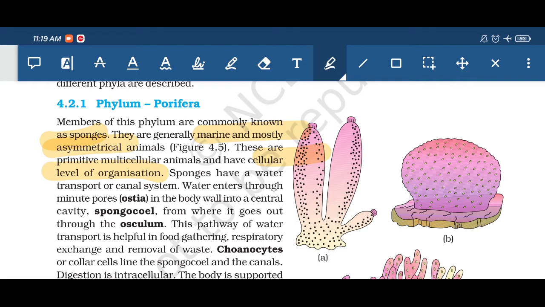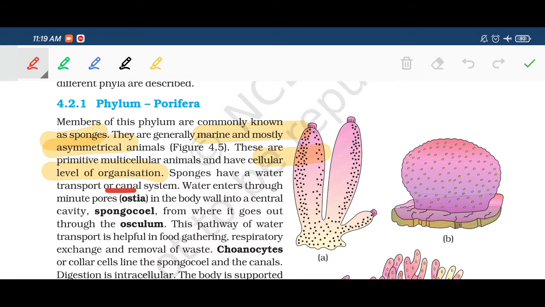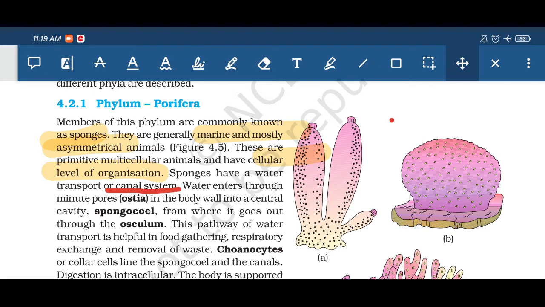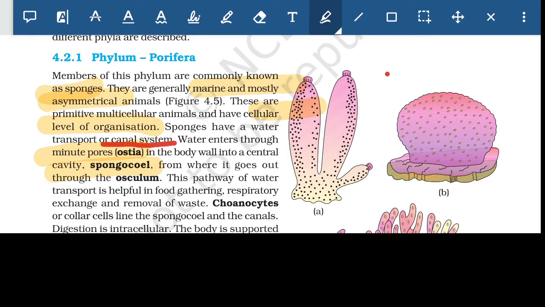Sponges have a water transport canal system. This is a very important point and a special feature. In the canal system, water enters through minute pores called ostia in the body wall into a central cavity called spongocoel, from where it goes out through the osculum. So there are three main parts in this water canal system: first ostia, then spongocoel, and then osculum.